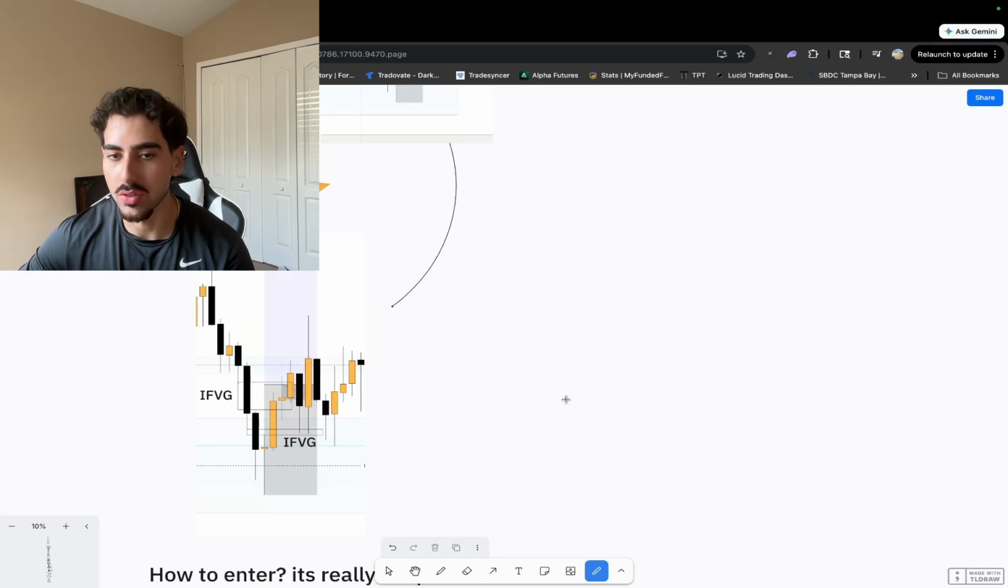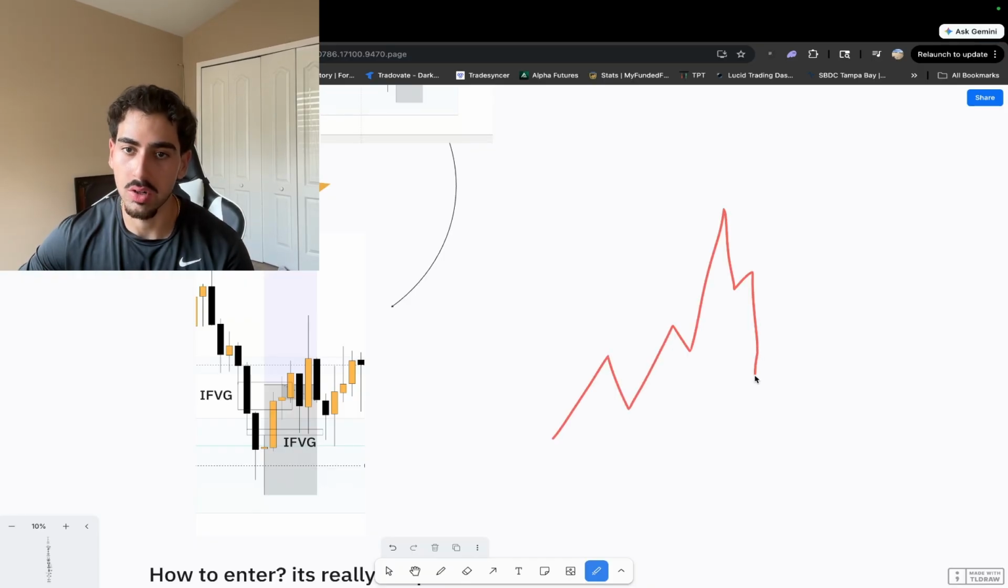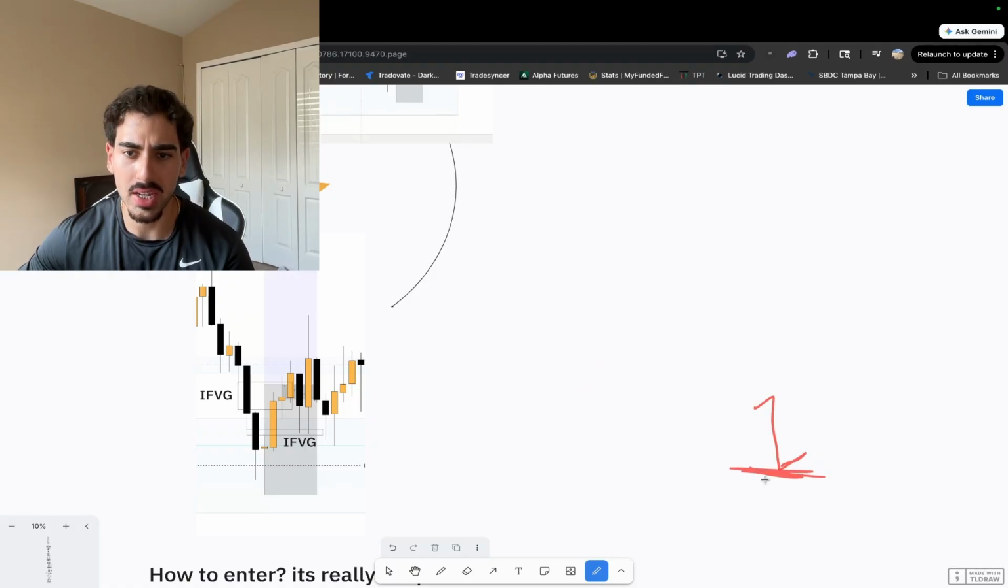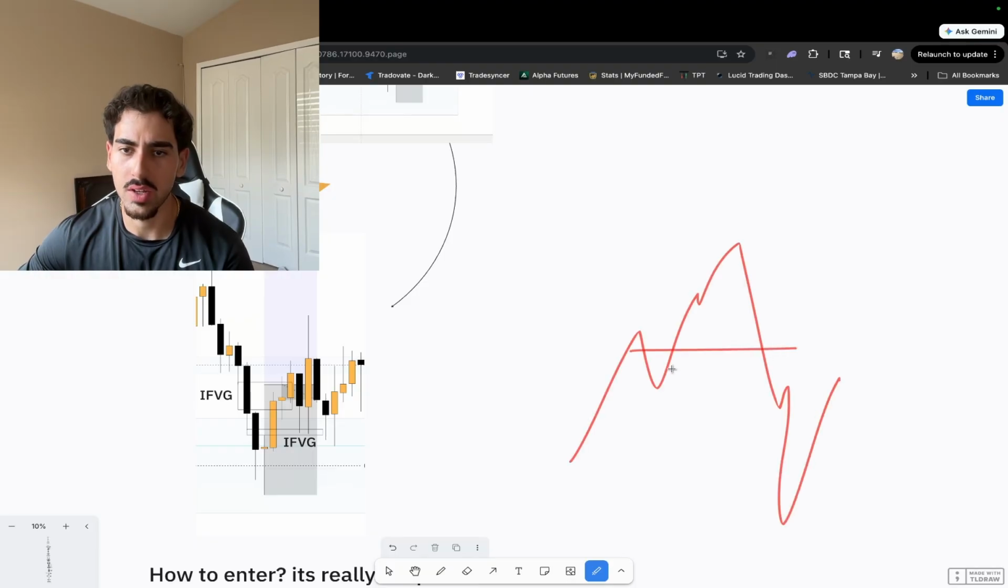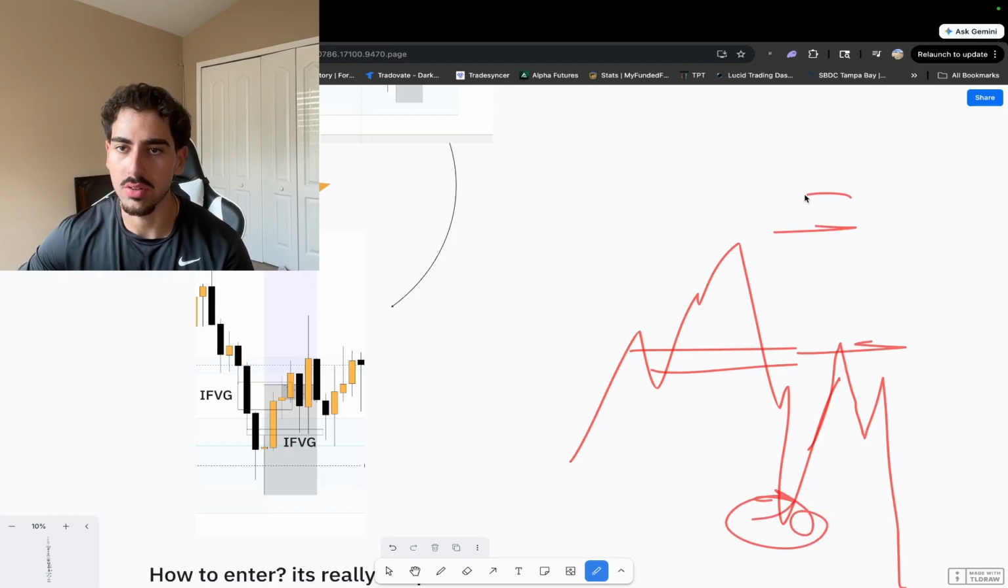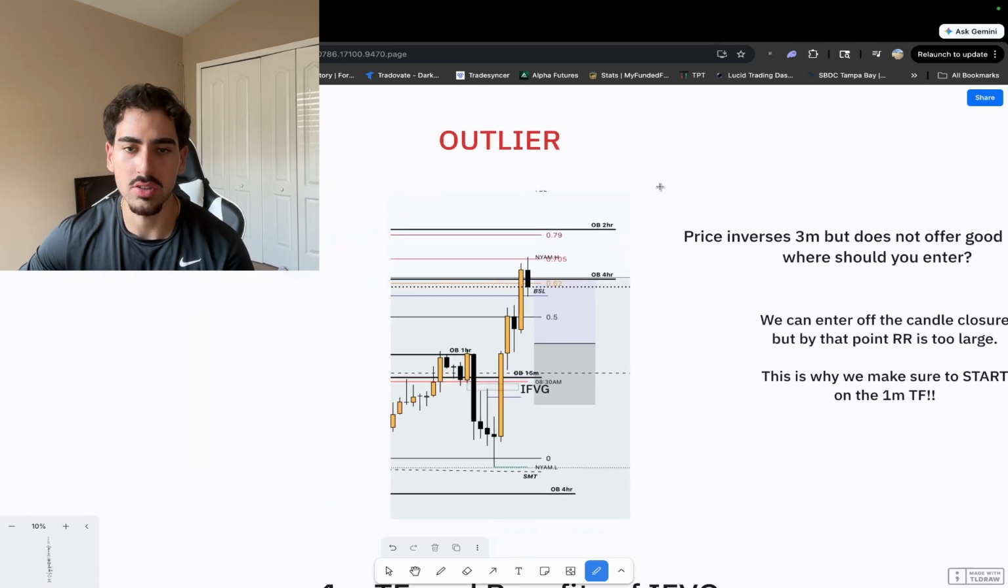I would only use this if you have an example where price is pushing up, we go ahead and inverse, price is already pushing all the way down, and you don't really want to get an entry all the way back here in discount. So what do you do? You wait for price to retrace into this IFVG to then enter and push down. It's a better entry than if you were here, and you get better RR with your stop loss up here, TP down there.